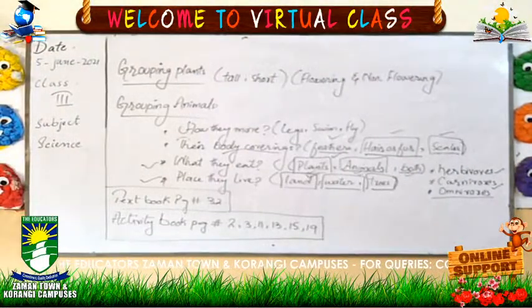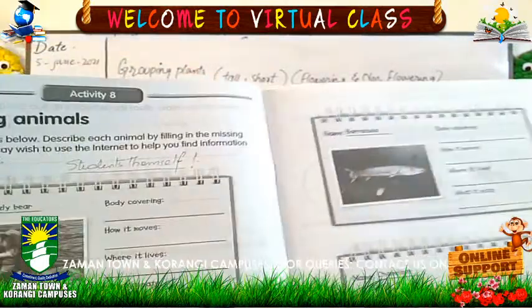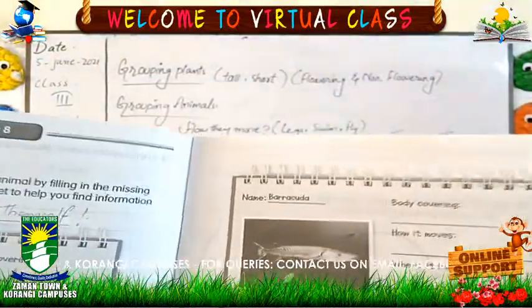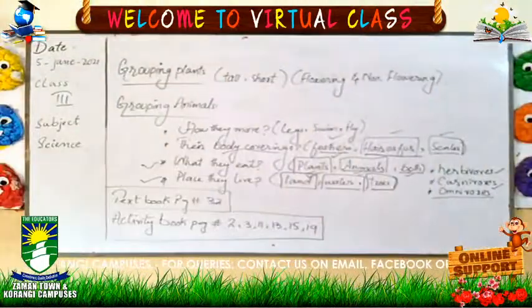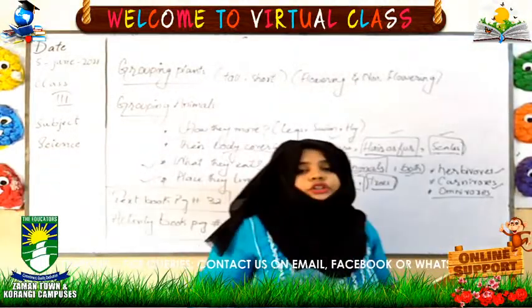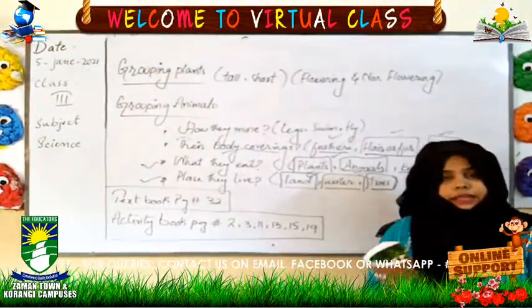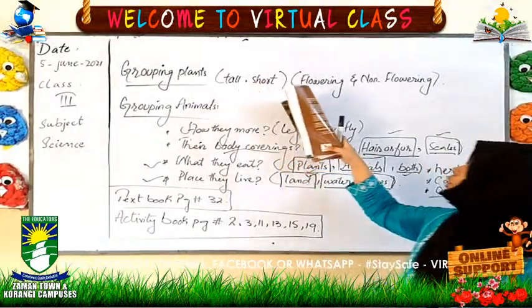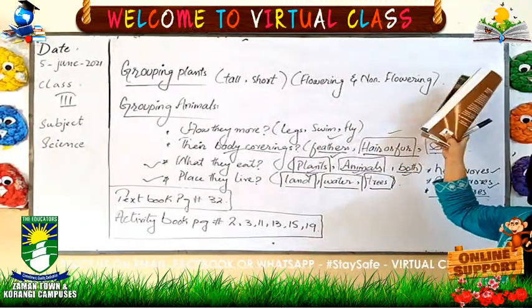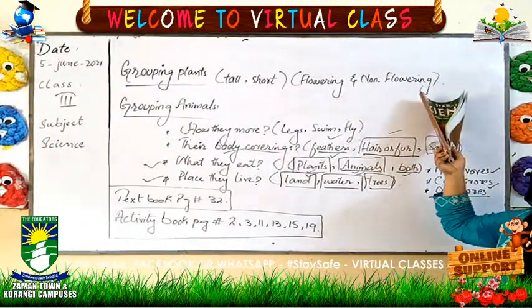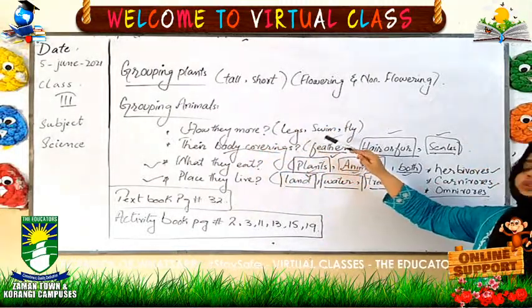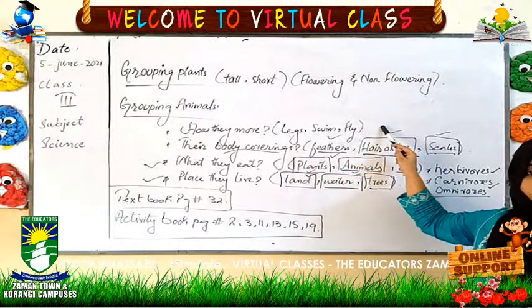And after this page, you have pages 22 and 23, and you have to do them yourself. Okay, I have given you the homework last time. So, you have to do it yourself. So, we have completed our chapter, that is grouping living things. We have made groups about plants that are tall and short and that are flowering and non-flowering. We have 4 groups for plants. And same, we make groups for animals, how they move: legs, swim and fly. These are 3 groups for how they move.